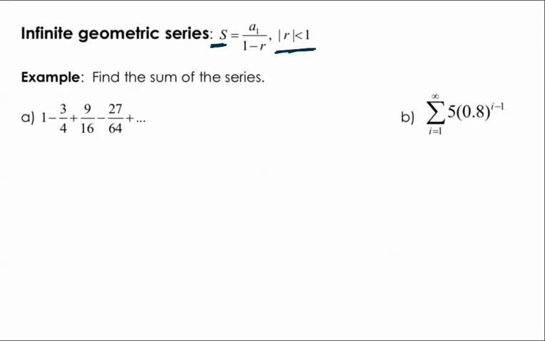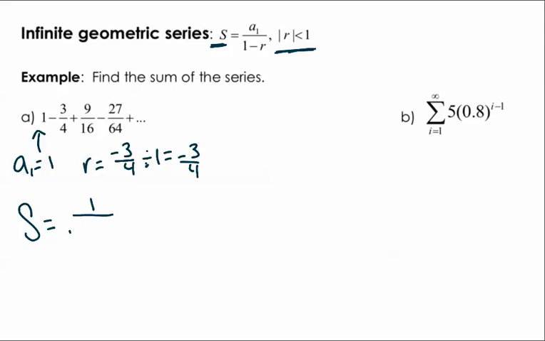First thing we need is our a1, which we can get from looking at our series here. So a1 equals 1, and then we need to figure out what r is. So r is going to be negative 3/4 divided by 1, which is just negative 3/4. So we've got our first term, we've got our ratio, so we can go ahead and plug that into our formula. So s equals a1 over 1 minus r, where r is negative 3/4.